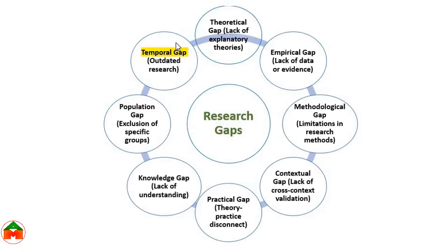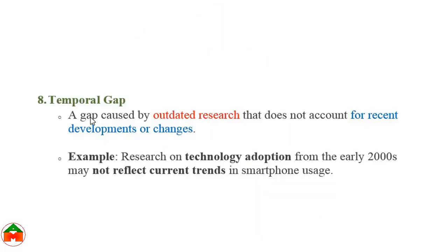Now we are going to learn about the temporal gap, which is also known as outdated research. Temporal gap arises whenever the researchers avoid the recent development or changes on any specific areas. That means the temporal gap is caused by the outdated research. I mean, there is no updated research on any specific aspects.